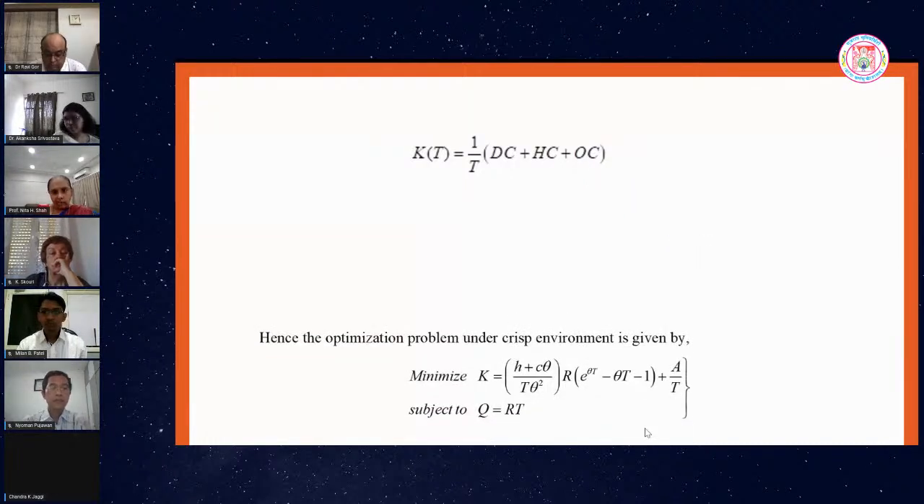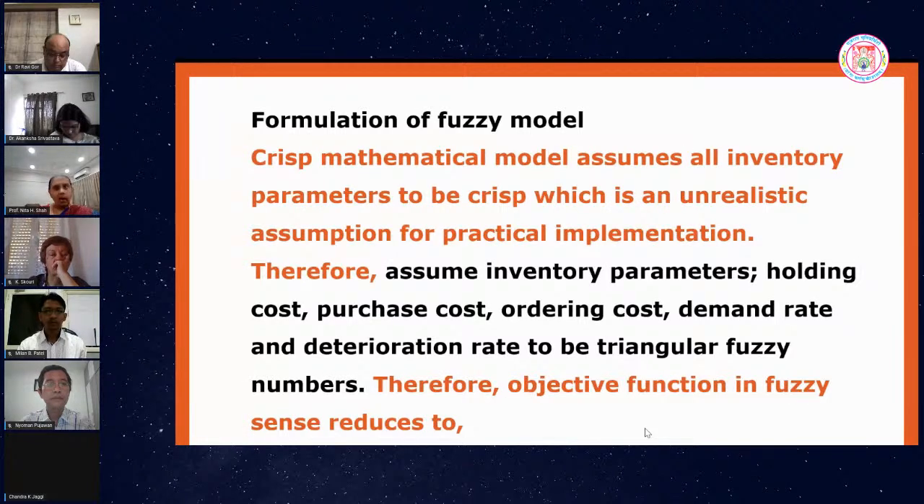So the objective is to optimize total cost under the CRISP environment, given by minimize K subject to Q equal to RT, and obviously Q should be non-negative because we are not going to allow any shortages. Okay, now let us have a fuzzy model.